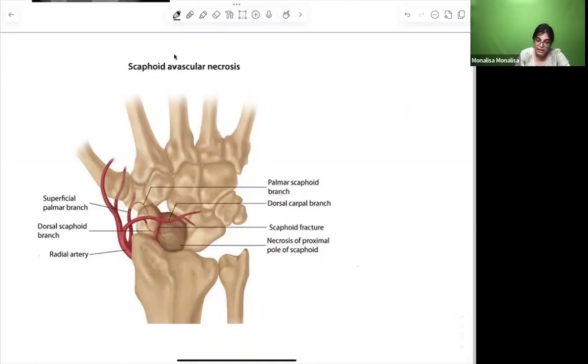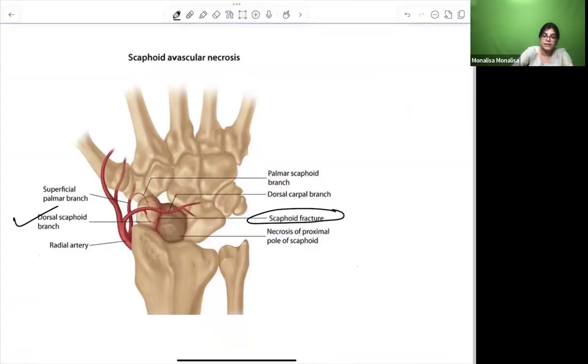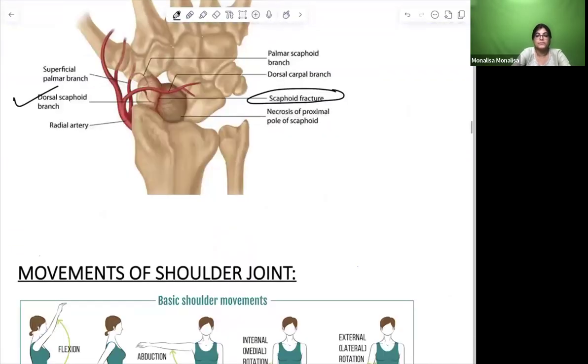Here you can see this is the dorsal scaphoid branch, and in case of a fractured scaphoid bone, the blood supply is affected and it leads to the condition of avascular necrosis.